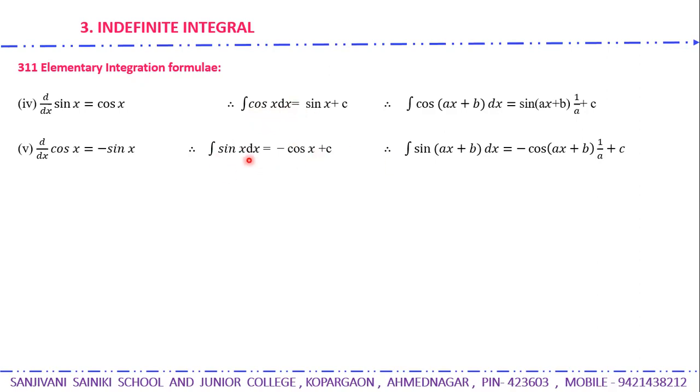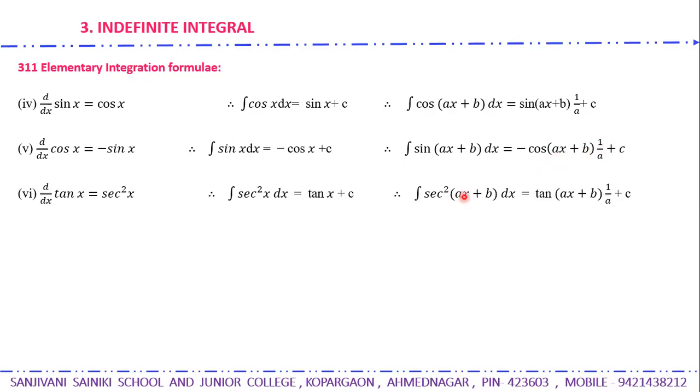So again we replace x by ax plus b. I will get the integral of sine of ax plus b is equal to minus cos of ax plus b upon a. Now the derivative of tan x is sec square x. So the integration of sec square x dx is tan x plus c. Replace x by ax plus b. So the integral of sec square of ax plus b dx is equal to tan of ax plus b upon a plus c.